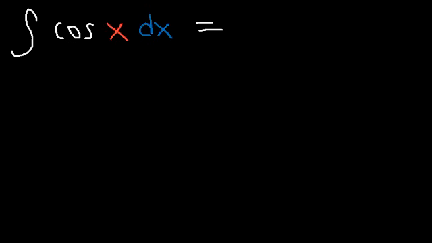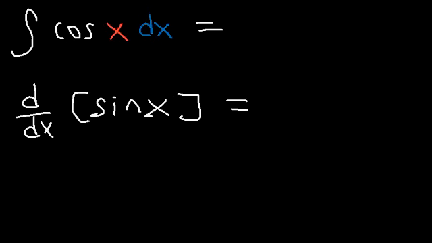Now let's move on to our next example. Let's go over the integration of trigonometric functions. Now what is the antiderivative of cosine x dx? What's the answer? The derivative of what function is cosine? It turns out that the derivative of sine x is cosine x. So therefore, the antiderivative of cosine is sine x plus c.